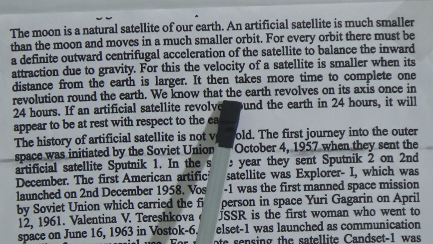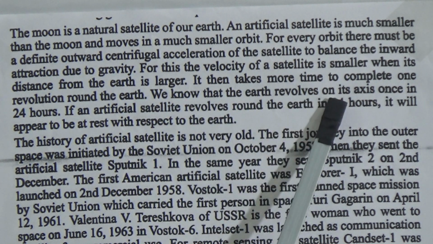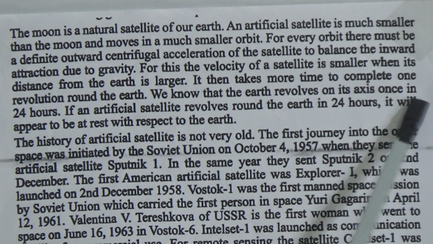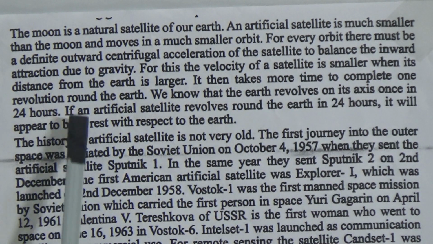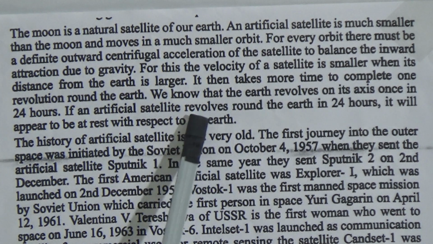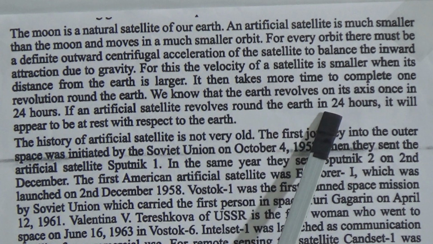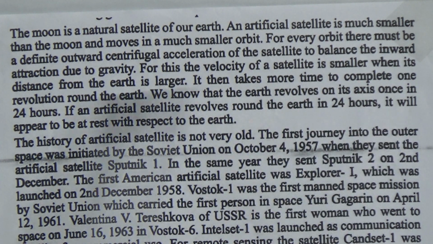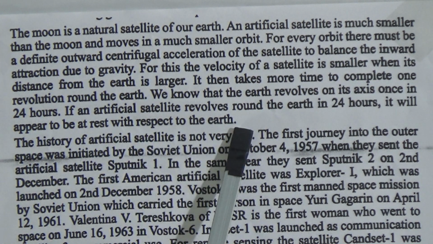We know that the Earth revolves on its axis once in 24 hours. If an artificial satellite revolves around the Earth in 24 hours, it will appear to be at rest with respect to the Earth.